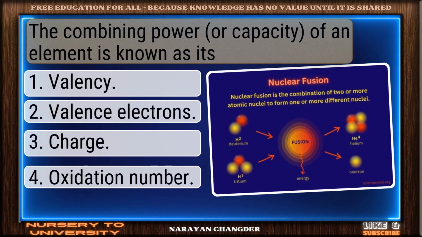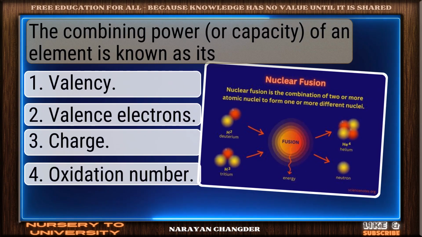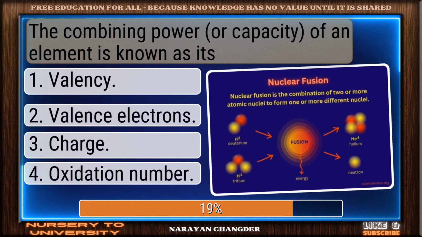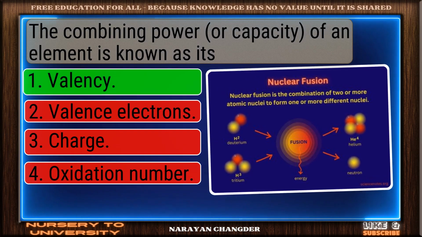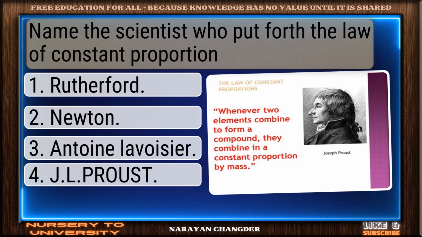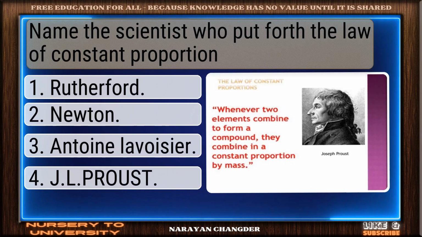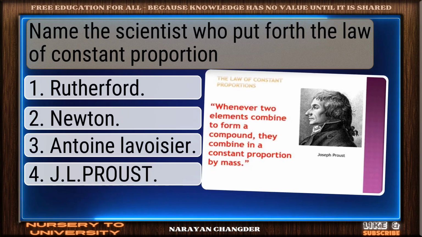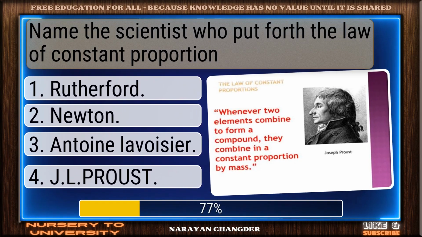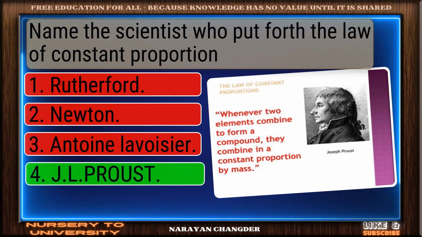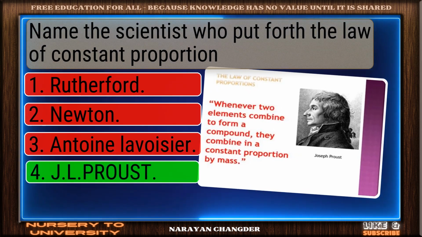Question number 82. The combining power of an element is known as its. You're right. Valency is the correct answer. Question number 83. Name the scientist who put forth the law of constant proportion. Right again. J.L. Proust is a valid answer.